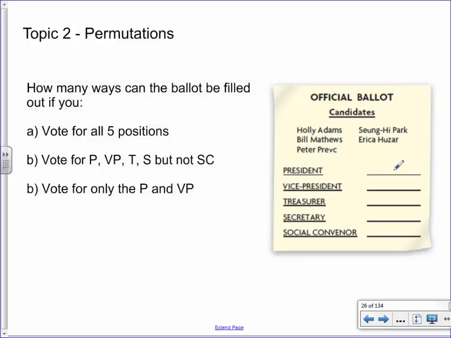So hypothetically, you want to vote for president. How many choices do you have to vote for president? 5. Now, I have to assume something. If you vote for somebody for president, you can't vote for them again for vice president, right? Doesn't that seem logical? So then you'd have 4 choices for vice president. Hypothetically, you vote Peter for president, Erica for vice president, Sung Hai for treasurer, secretary you do Bill, and then poor Holly has to be the social convener. You'd do 5 times 4 times 3 times 2 times 1.